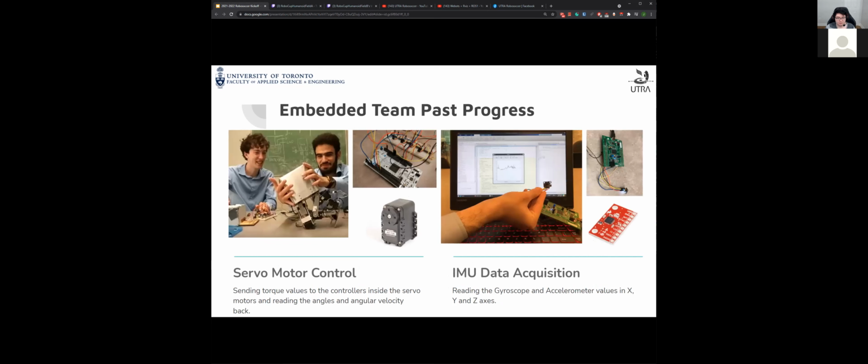Some of the current projects would be servo motor control. The embedded team is also in charge of controlling the motors, which has its own in-house library used for the servo motor to actually move to the ideal positions. There's also a project that we have started, which is a custom servo project.